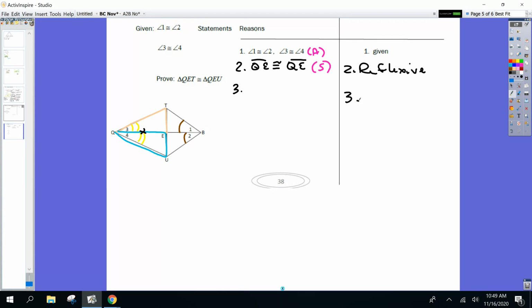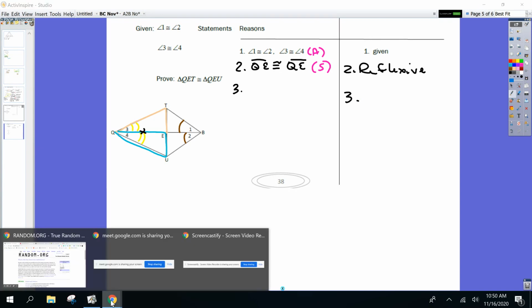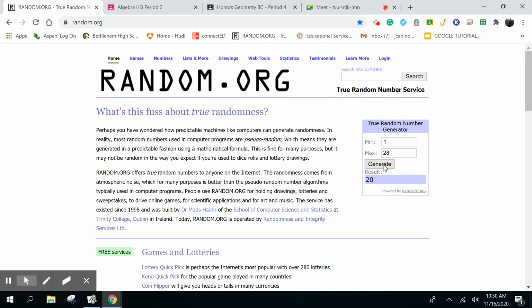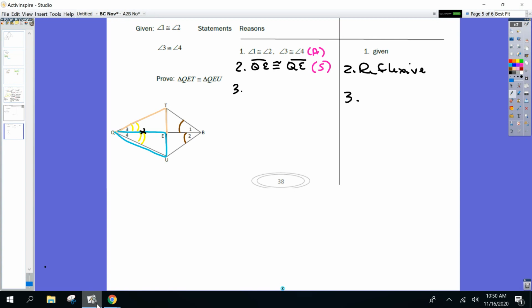Go ahead, Gideon. What other two triangles can I prove congruent? QUB and BTQ. Say that again. QUB and BTQ. There you go. The big one on top and the big one on the bottom. QTB, QUB. I already have two pairs of angles. What's the other pair that's going to make them congruent? What else do I need to say still? Radhika, what else do I still need to say to make those two triangles congruent?